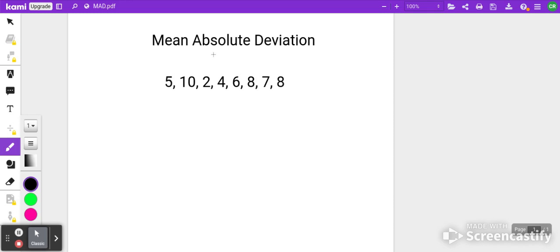It may drive you mad because it's quite the process, but it's not difficult. It just takes some time. So this is mean absolute deviation. We've got a sample of numbers here. We're going to find the mean absolute deviation.